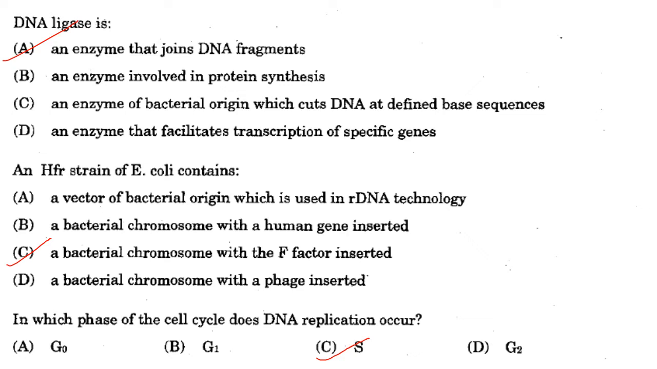Next one. In which phase of the cell cycle does DNA replication occur? So the answer is the S phase. This is also a repeated question. Not only for Pondicherry University, other universities have also asked this question.